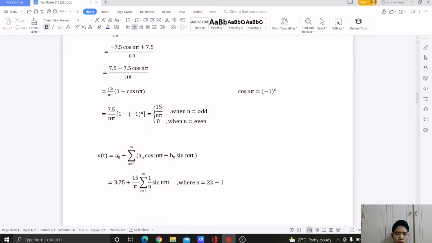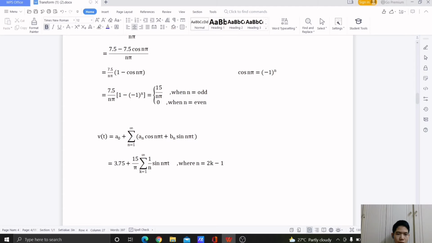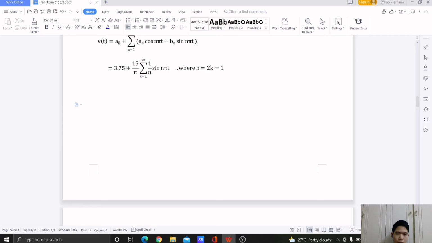So the voltage source equation will become A0 plus summation n equal to 1 to infinity of an cos n pi t plus bn sin n pi t. So A0 will be 3.75, and since an equals 0, bn will become 15 over n pi, then sin n pi t, where n equal to 2k minus 1. So it will only have values when n is odd.